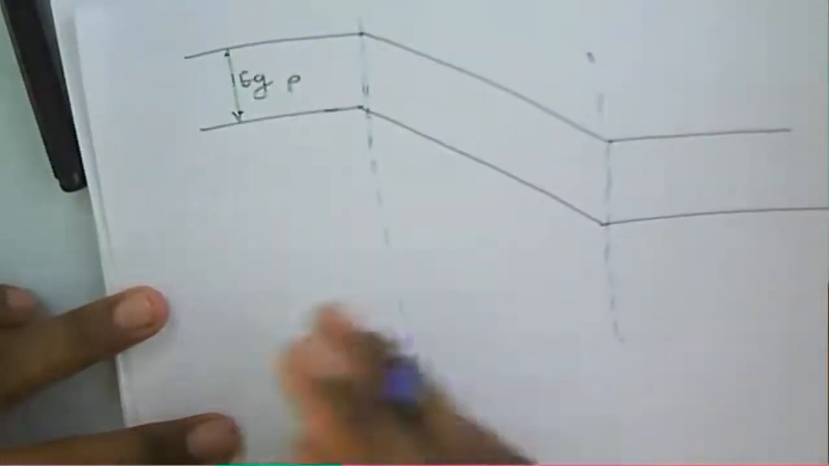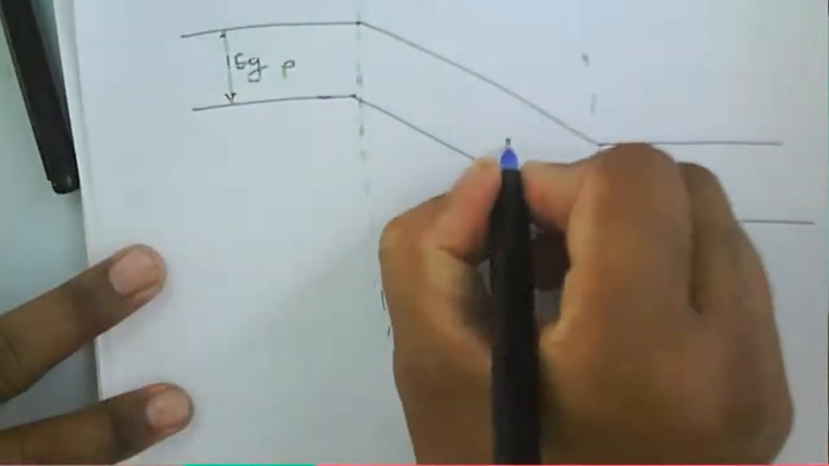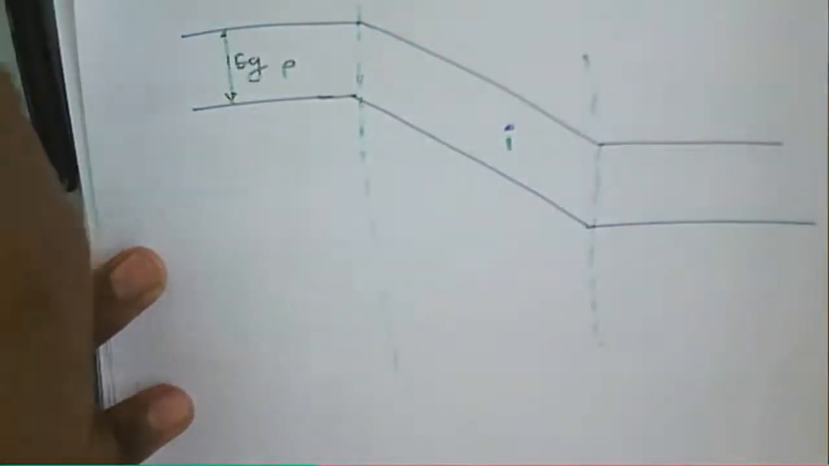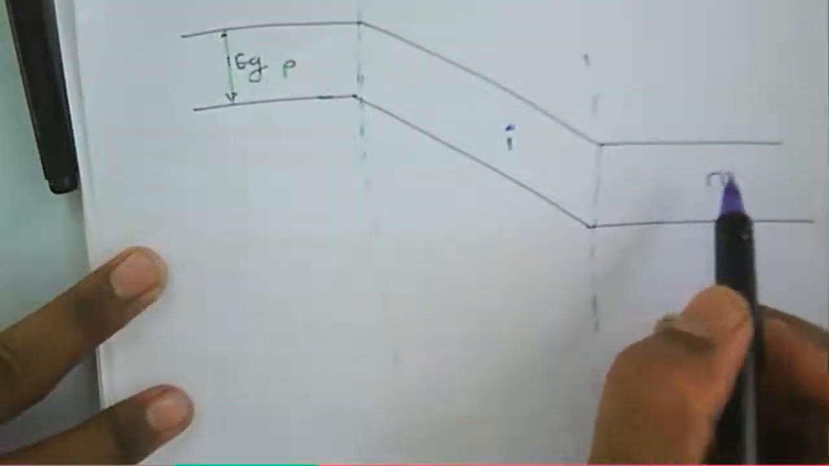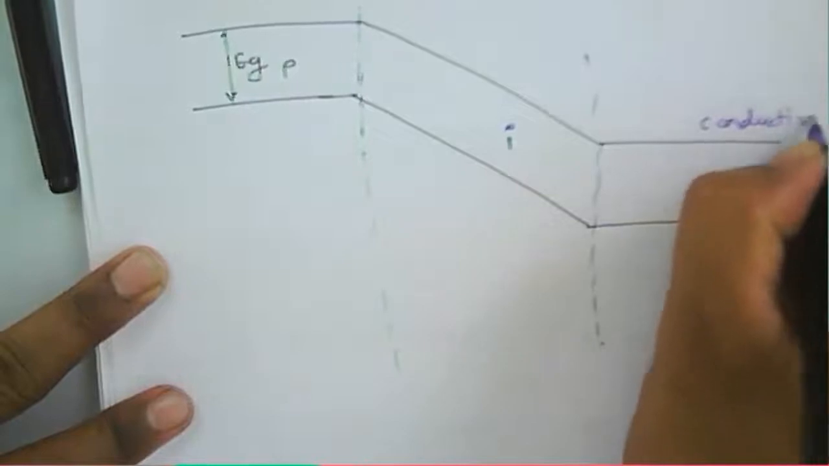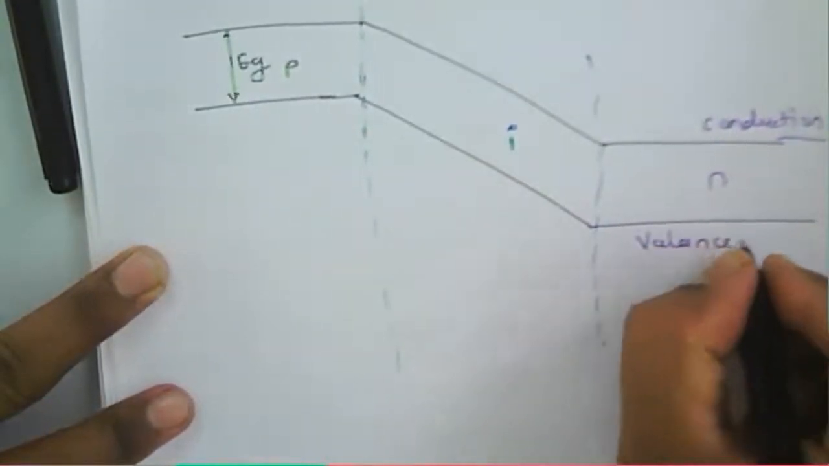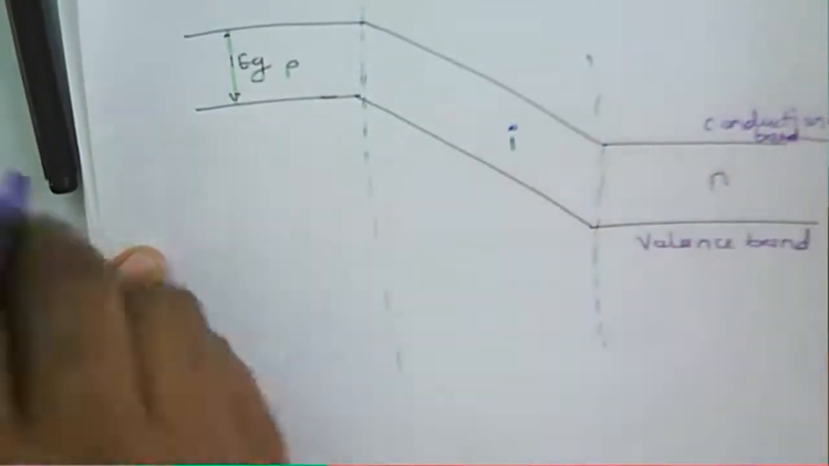Okay, maybe small. We just say that this is about the intrinsic layer, and this one is about the N, P, I, and N. This one is about a conduction band, and this one is about a valence band. Otherwise you'll get confused.